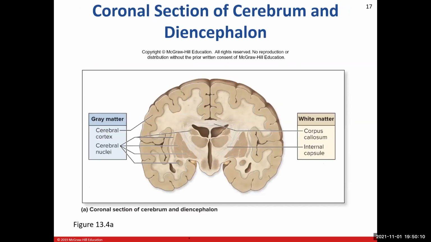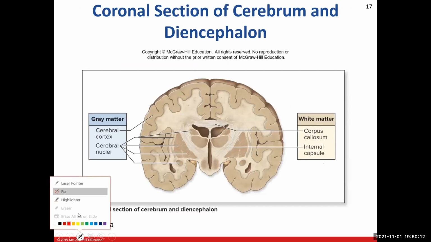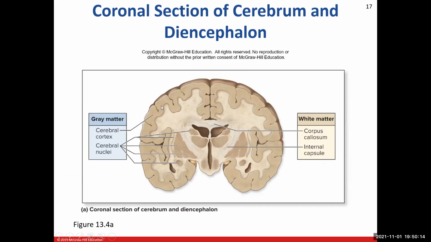So here you can see a wonderful picture of gray and white matter. Here's the gray matter. It's on the superficial outside area of our brain here. So that's going to be made up of the neuronal cell bodies, unmyelinated axons, and our dendrites here. Also sprinkle in some glial cells.